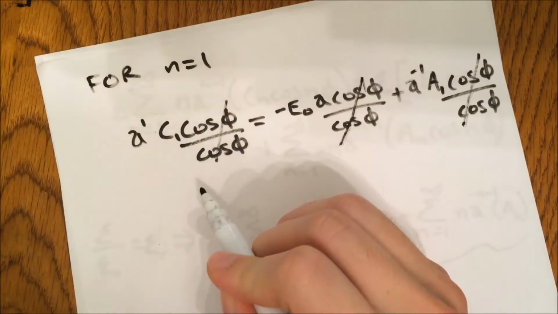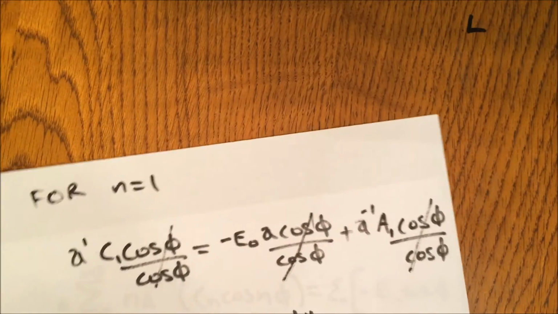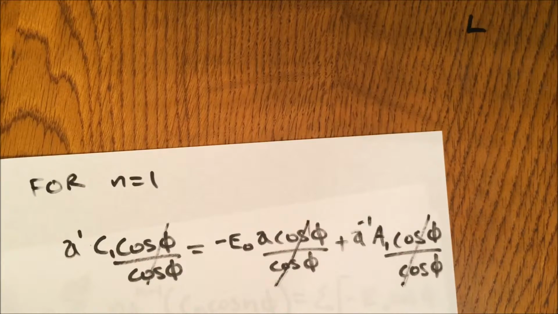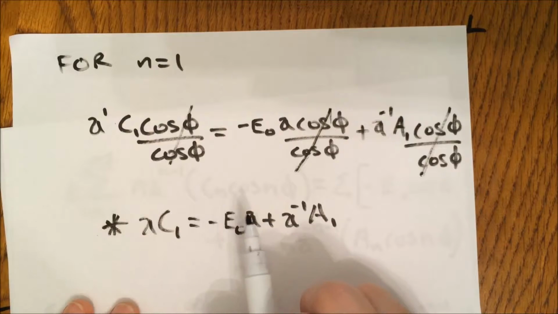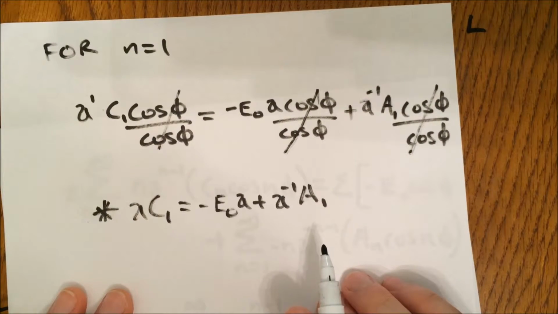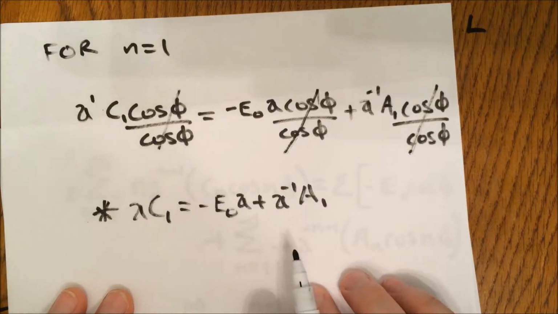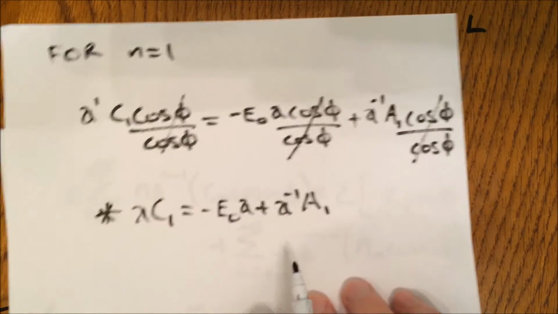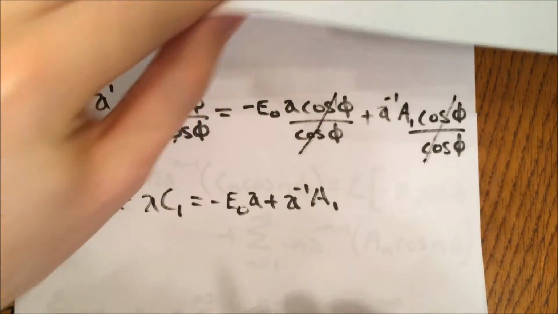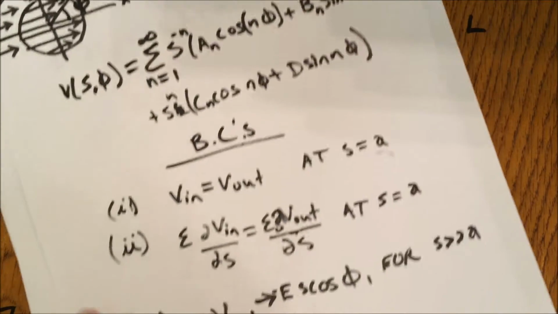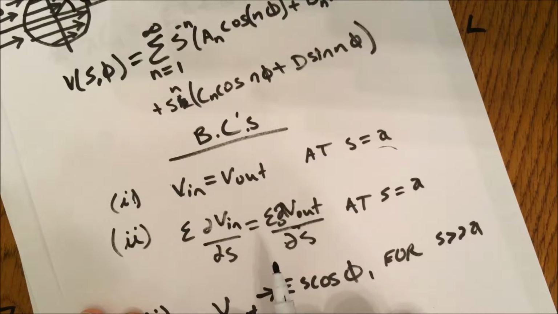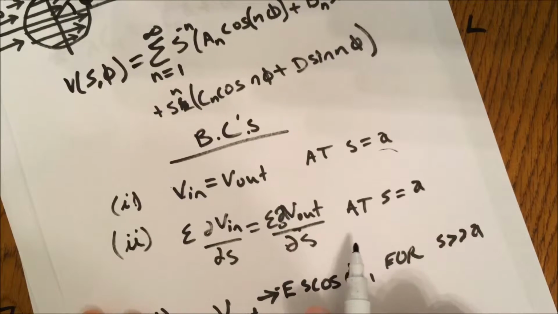And let's continue here. Okay, so we're left with this, and that drops down to this once you get rid of those cosines. And from here we use condition number 2. Let's go back to that. That says that the derivatives have to be equal to each other at s is equal to a. So let's do that.